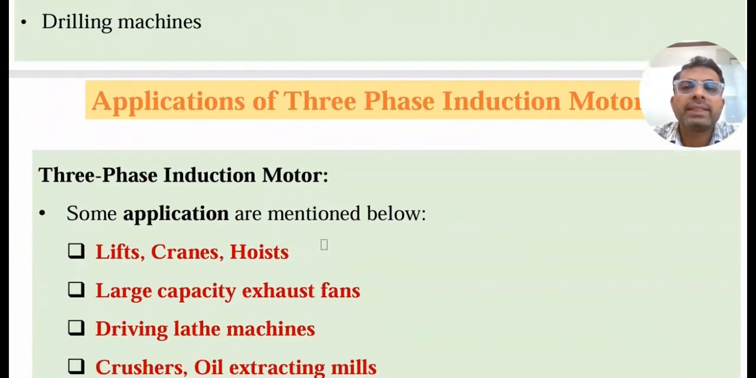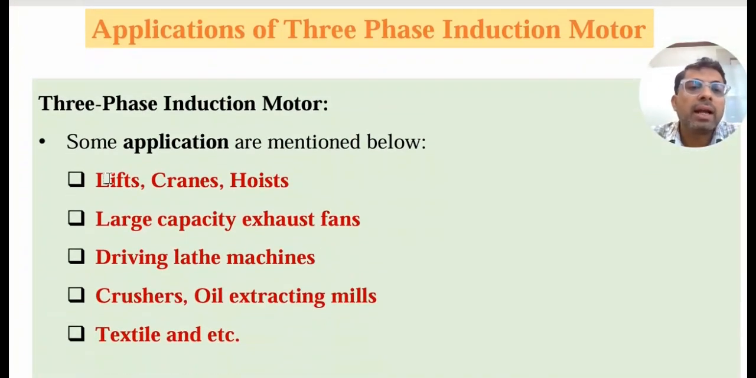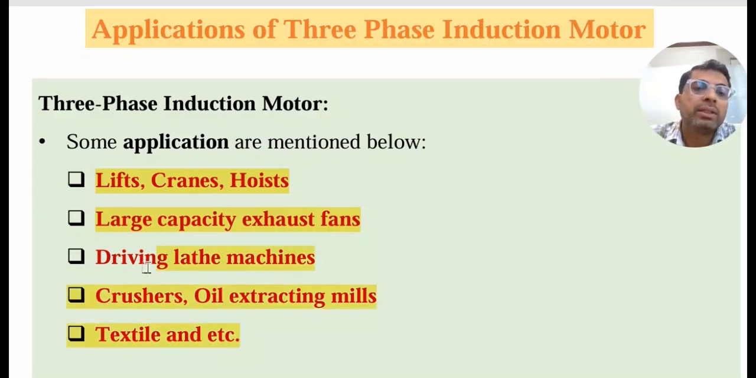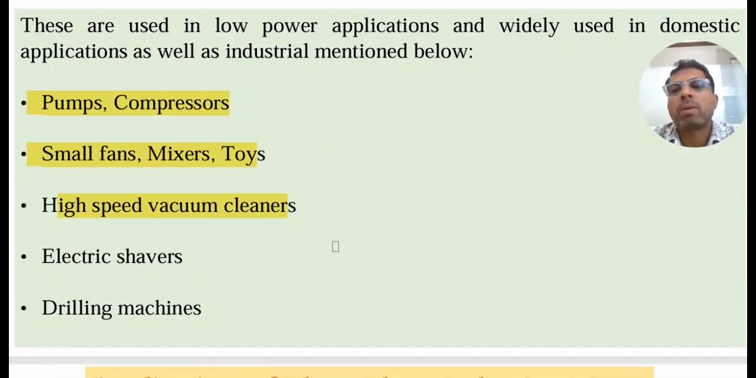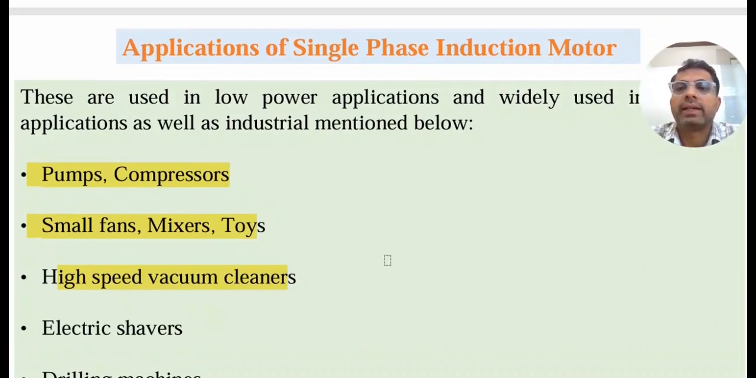And what about the three-phase AC induction motor? The बड़े वाले एप्लीकेशन, मतलब जिसको ज़्यादा पावर लगता है, थ्री फेज वाला, तो लिफ्ट, क्रेन्स, होस्ट, large capacity exhaust fans which might be used in hotels, driving lathe machines, crushers, oil extracting mills, and textile. So for the big applications, you need to use a three-phase induction motor, and for home appliances you can use a single-phase induction motor.